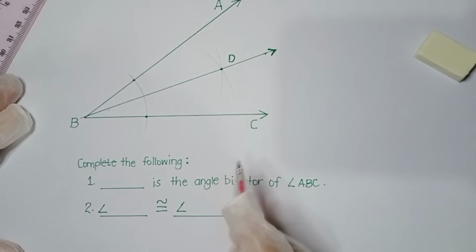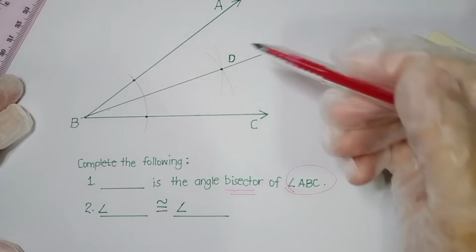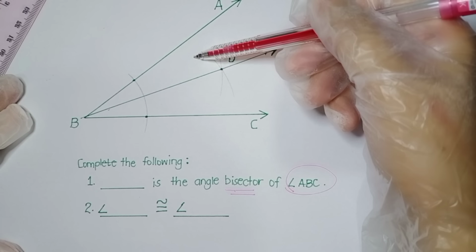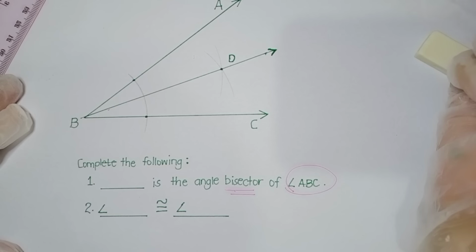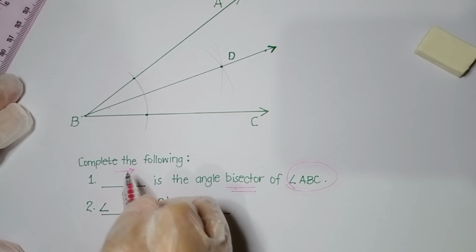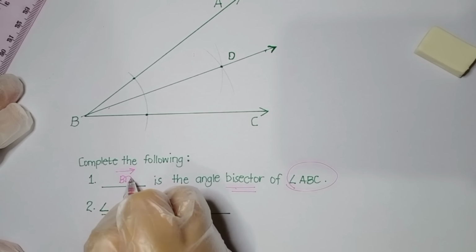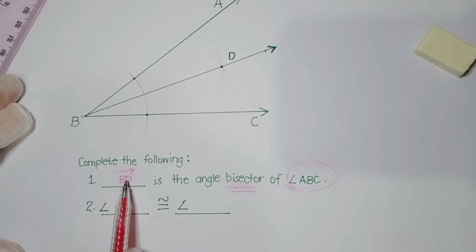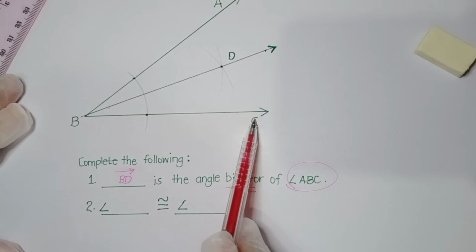Okay? So, pag sinabi kasi natin bisector, hinahati niya yung angle, si angle ABC, ng dalawang congruent parts. Okay, so, alin ngayon dito ang ating angle bisector? So, we have ray BD. Okay, so ray BD is the angle bisector of angle ABC.